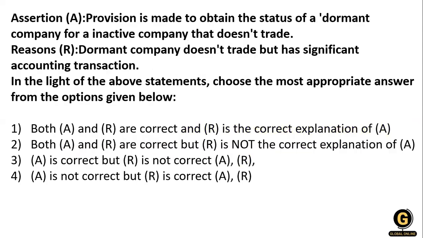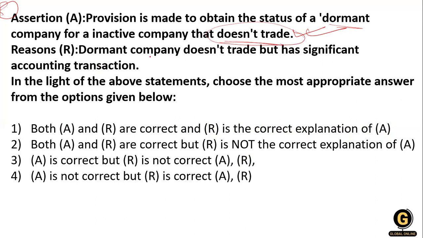Now this is the fifth question. Clear? Now the assertion and the reason are given. Assertion: provision is made to obtain the status of a dormant company for an inactive company, which does not trade. Yes, it is true, because inactive companies are those which do not carry on their trade and are inactive in the market. When the provision is made to obtain the status of a dormant company for an inactive company, they do not do any kind of trade. Yes, this is true.